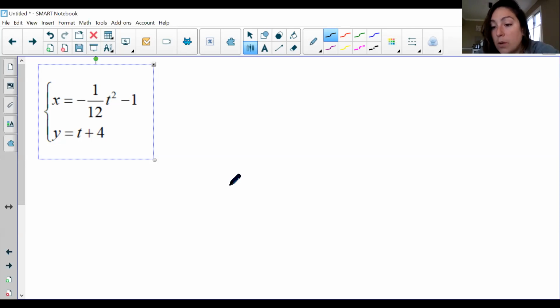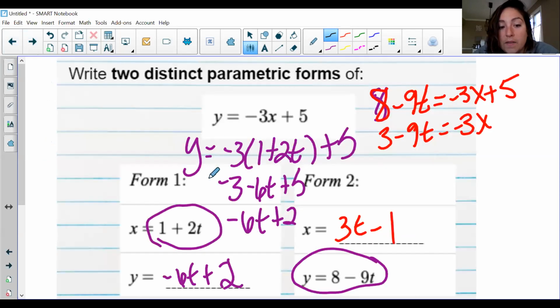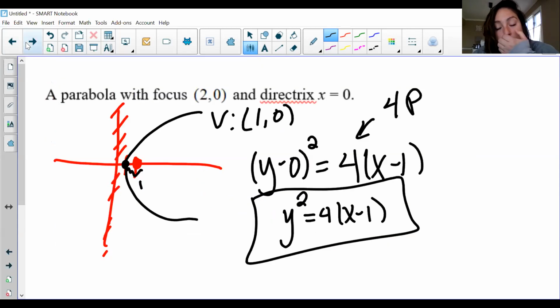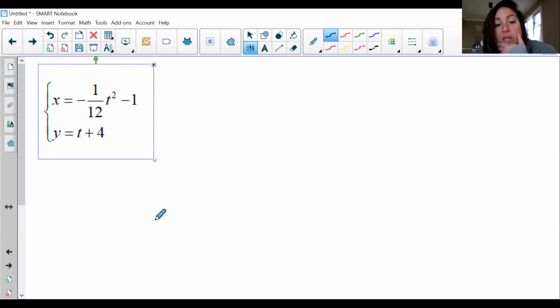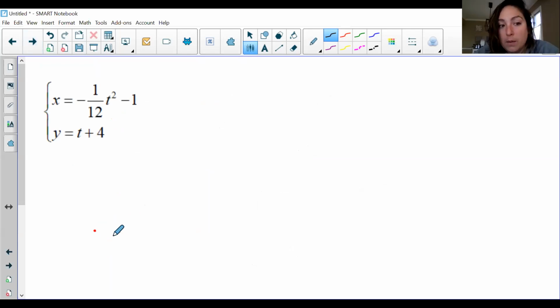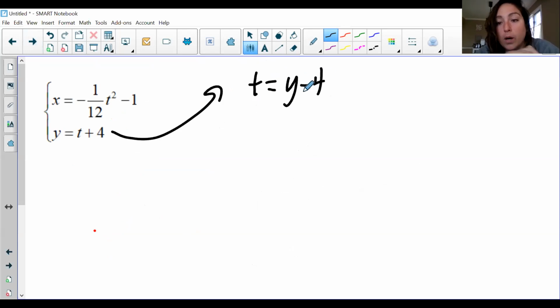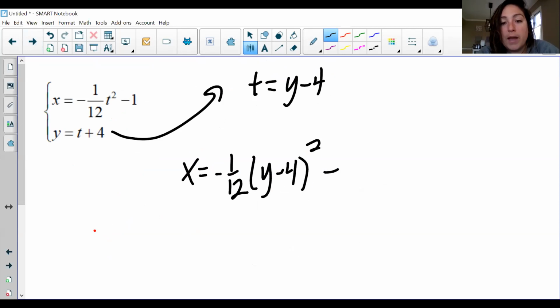parameter. So you're doing it with substitution. So we saw here for a linear that we did it with substitution that way. And actually this one was going backwards. So here with substitution, we're going to take this equation here, solve it for t. So we have t equals y minus 4. And then that means that x is equal to negative 1/12 times y minus 4 squared minus 1.